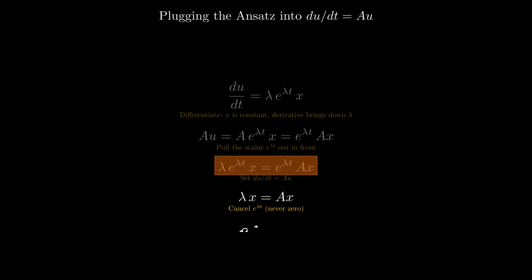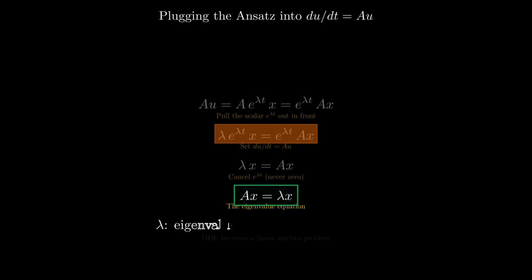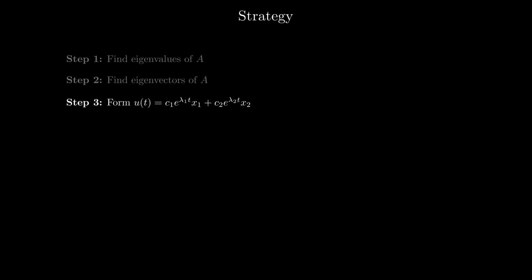Now both sides share the factor e to the lambda t, which is never 0, so we can cancel it. What remains is Ax equals lambda x. This is the eigenvalue equation. So the exponent in our solution must be an eigenvalue of A, and the coefficient vector must be its eigenvector. Our differential equation has become a linear algebra problem. Our strategy is now clear. First, find the eigenvalues and eigenvectors of A. Each eigenvalue-eigenvector pair gives us one pure exponential solution. Then we superpose them and finally fit the initial condition to determine the constants.